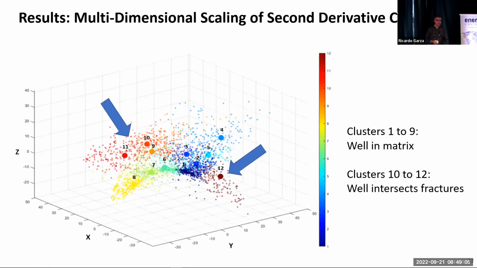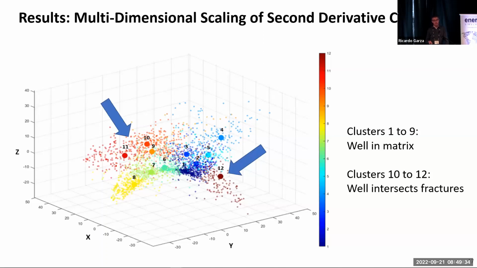We then started looking at the data in a little more detail, and I've used multi-dimensional scaling of the second derivatives. And you see these 12 clusters here shown by different colors. What is really interesting to see is that 9 clusters follow very much along a narrow band of X values in the multi-dimensional scaling, and 3 clusters, clusters 10, 11, and 12, are offset at significantly different values in the multi-dimensional scaling.